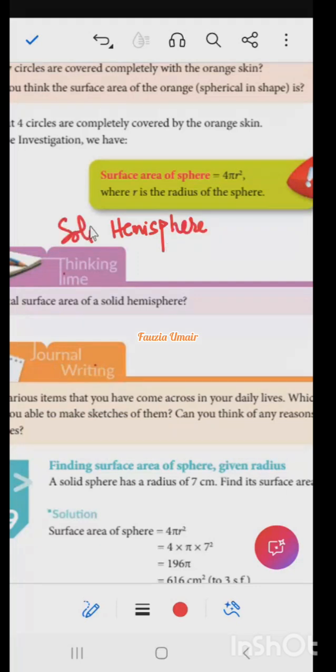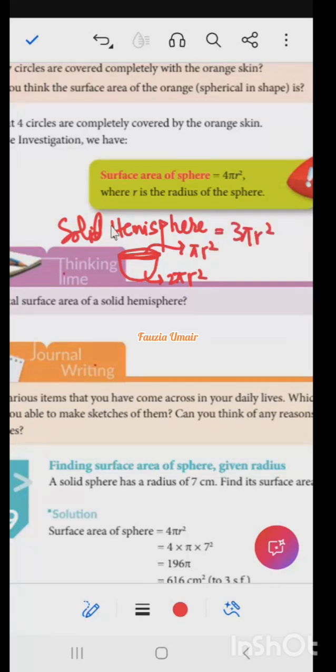like if it is written solid hemisphere, meaning it is having 2 faces, like the top one is a circle and there is a curved face below. So for this curved one, because the full surface area of sphere is 4 pi r square, this will be 2 pi r square, and this circle on the top is having area pi r square. So the formula changes into 3 pi r square.